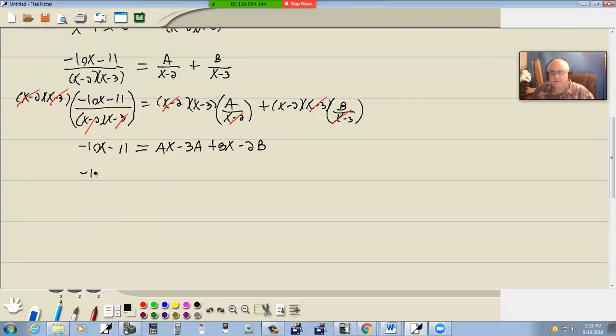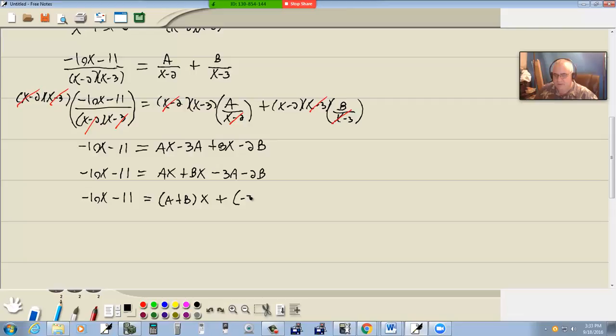Okay, so now I want to put the like terms together. So we got Ax plus Bx, and then minus 3A minus 2B. Now we're going to factor an x out of here, but we're going to do it a little bit different than what you might think. We're going to put it behind it. So this becomes A plus B times x, and then we got negative 3A minus 2B. And I put that inside of parentheses.